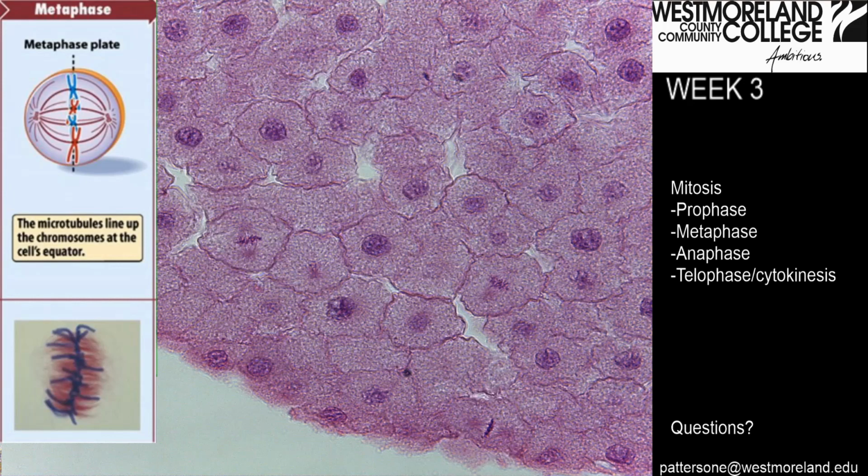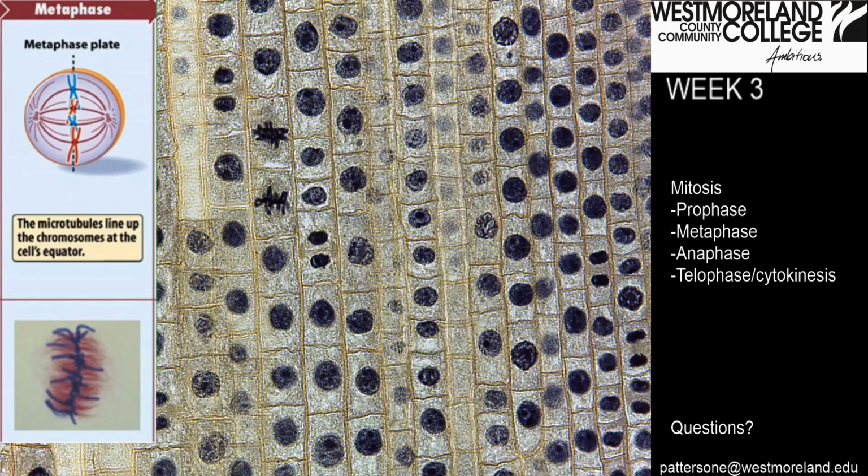Let's look at the plant cell. So again, we can see the nuclei, which are aligned in a line at basically the equator or midpoint of the cell. And again, there are two examples of metaphase in this image. Are you able to find them? Those two right next to each other?